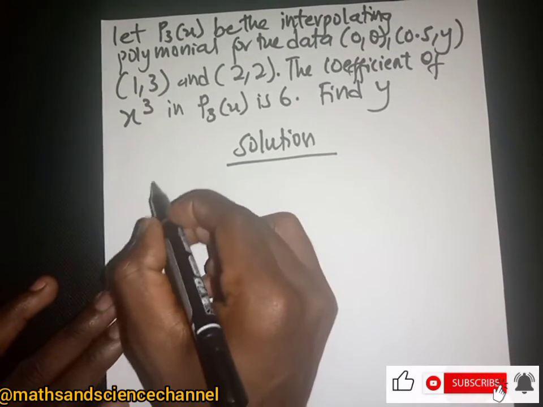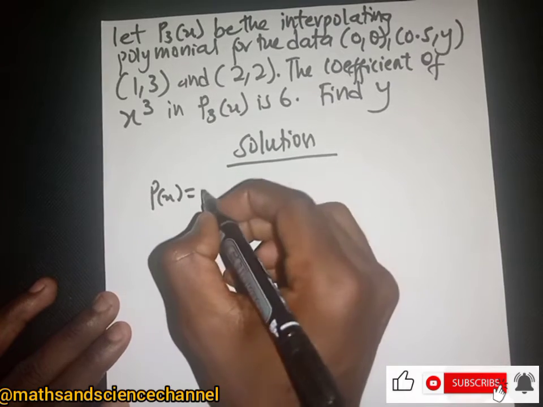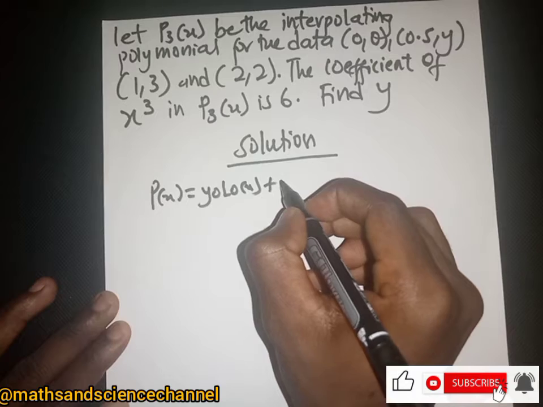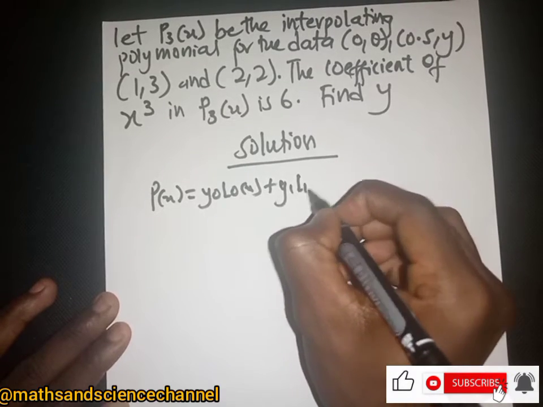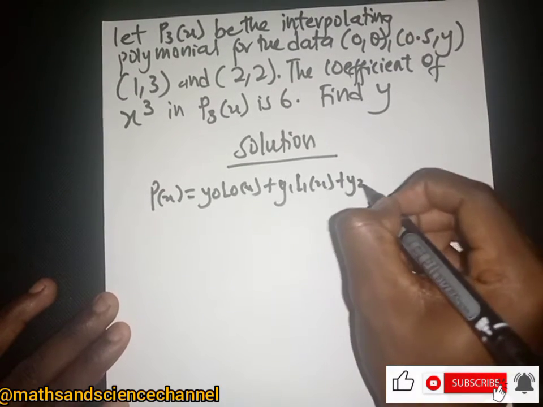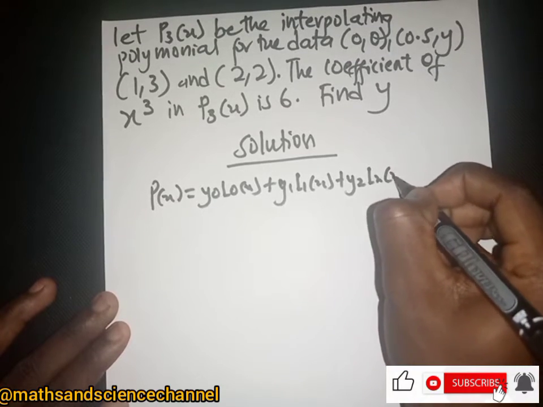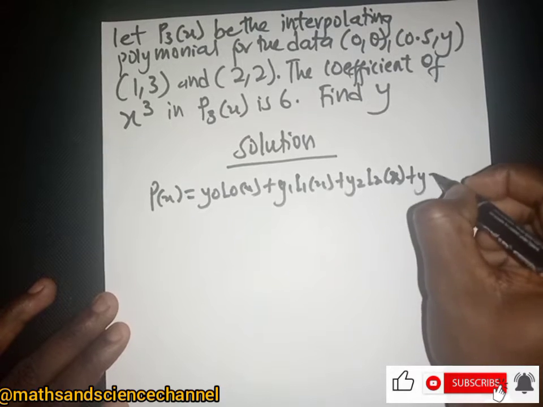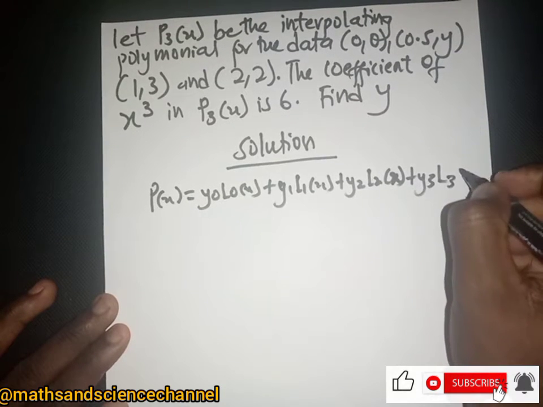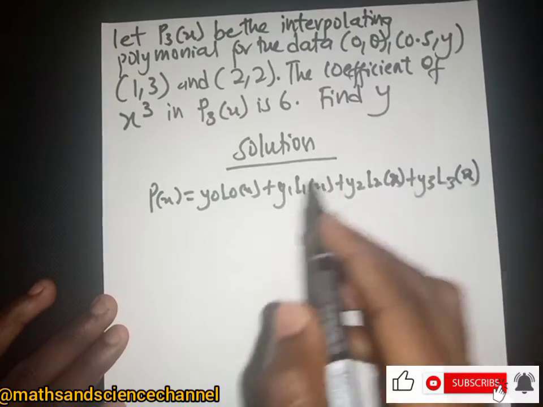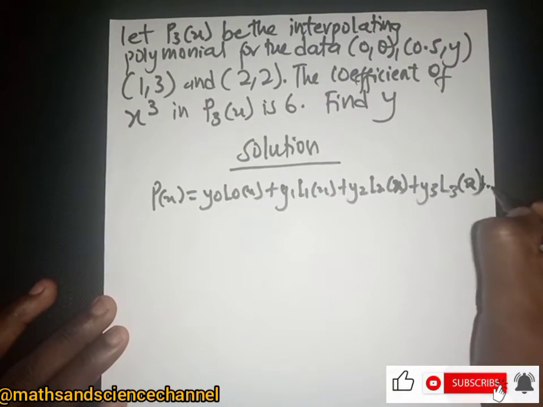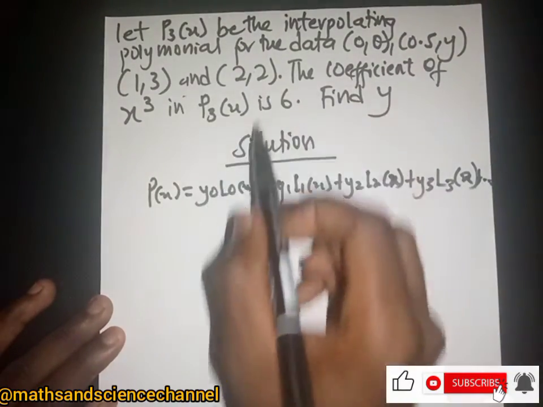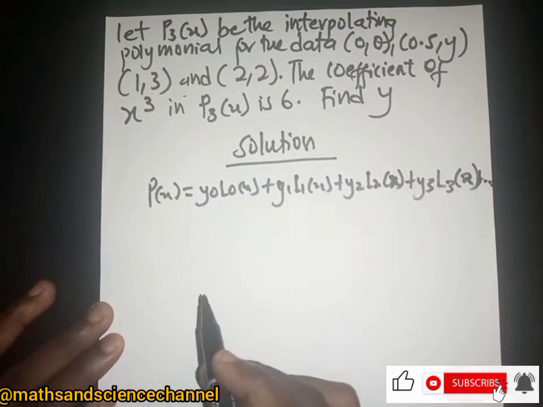From the Lagrange polynomial, we know that p of x here is just y0 l0 of x, then y1 l1 of x, plus y2 l2 of x, then also we have y3 l3 of x, right? We can continue for the rest, but since we have four data points, we'll consider the third degree, right?